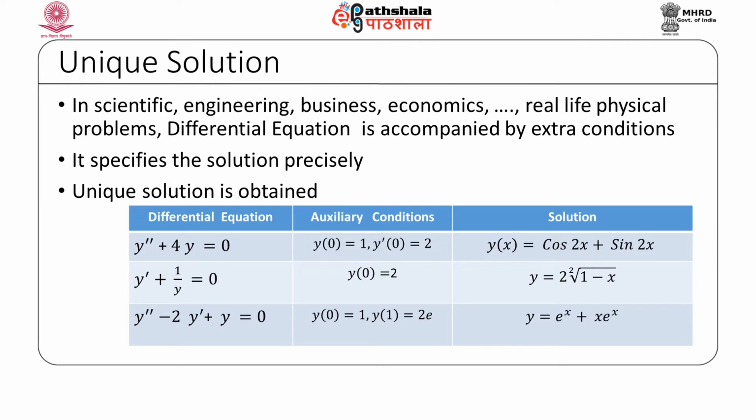So, this is how you can see that y' plus 1/y equal to 0 will have a unique solution given by 2 times square root of 1 minus x, and y'' minus 2y' plus y equal to 0 will have a unique solution given by e^x plus x e^x if the conditions given are y(0) is 1 and y(1) is equal to 2e.